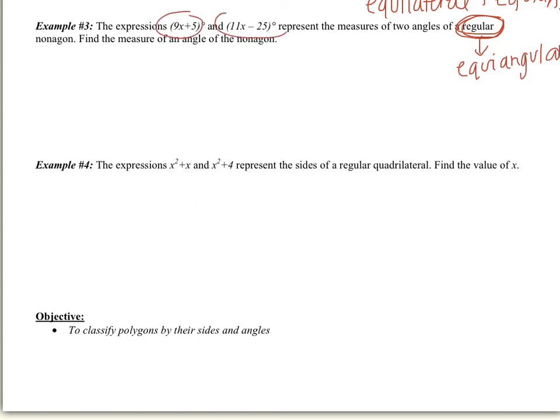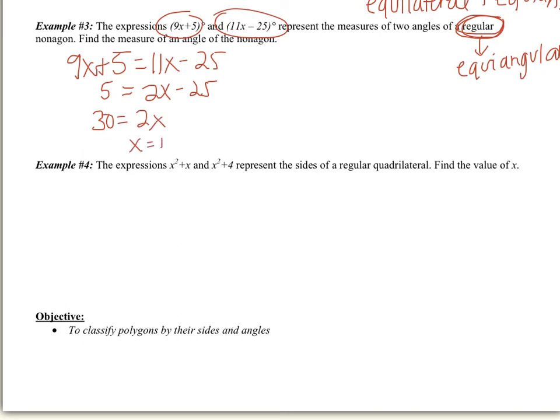That means these 2 angles are going to be congruent. If they're congruent, I can set them equal to each other. So I have 9x plus 5 is equal to 11x minus 25. Subtracting 9x, I get 2x minus 25 is equal to 5. If I add 25 to both sides, I get 30 equals 2x, and x equals 15. Now, the question asks us specifically, find the measure of one of the angles. So what I need to do now is substitute it in. So 9 multiplied by 15 add 5 is going to give me 140 degrees.